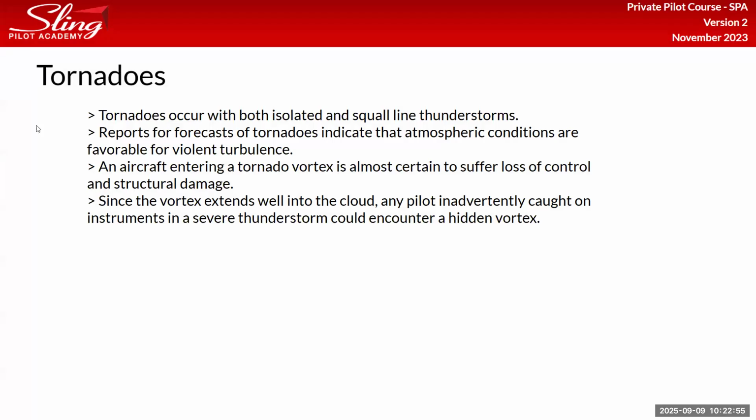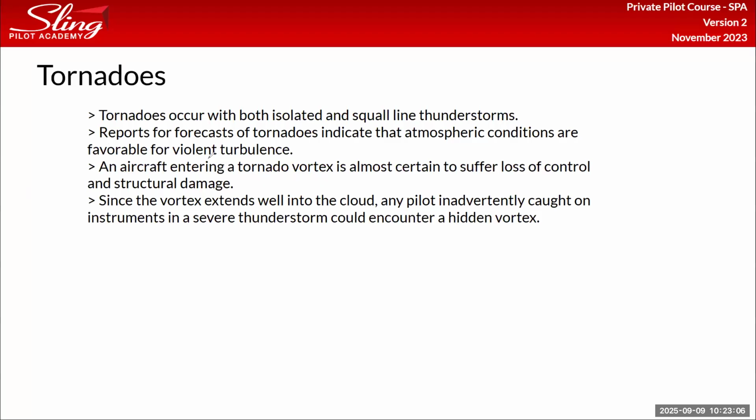Tornadoes. Okay, tornadoes can occur with both isolated and squall line thunderstorms. So we talked about squall line is like a band of thunderstorms in a line. Isolated is obviously isolated thunderstorms. Reports or forecasts of tornadoes indicate that the atmospheric conditions are favorable for violent turbulence. I think we know that. So we shouldn't ever be in the air when there's a tornado warning. They're pretty good about predicting tornadoes through convective activity in the area.